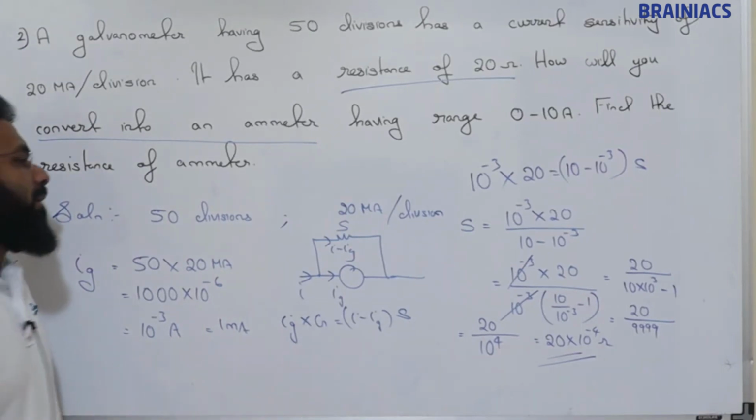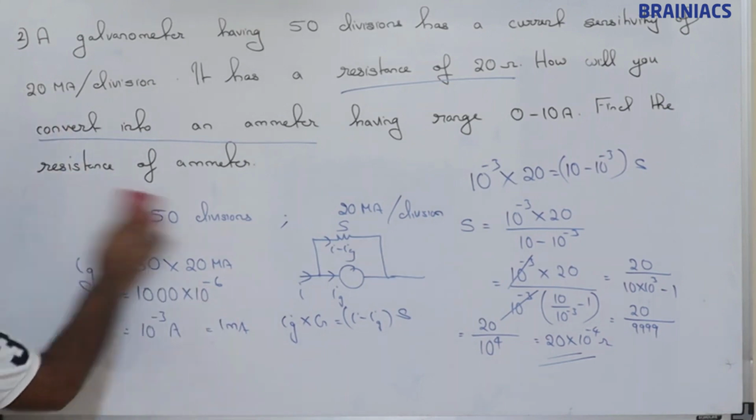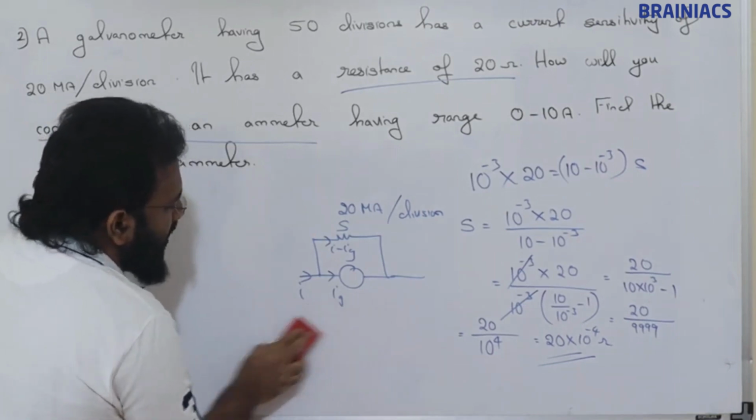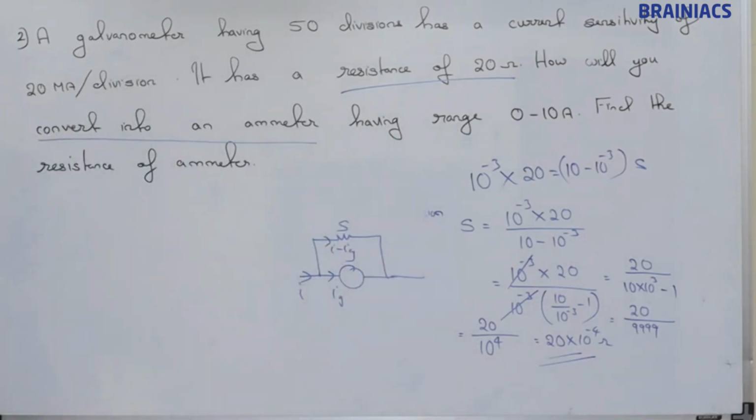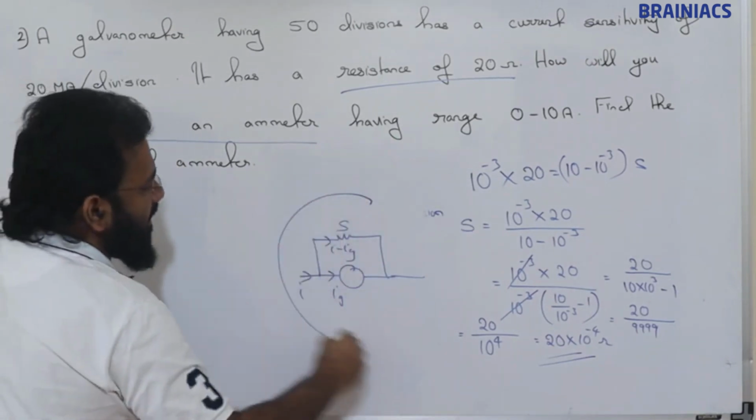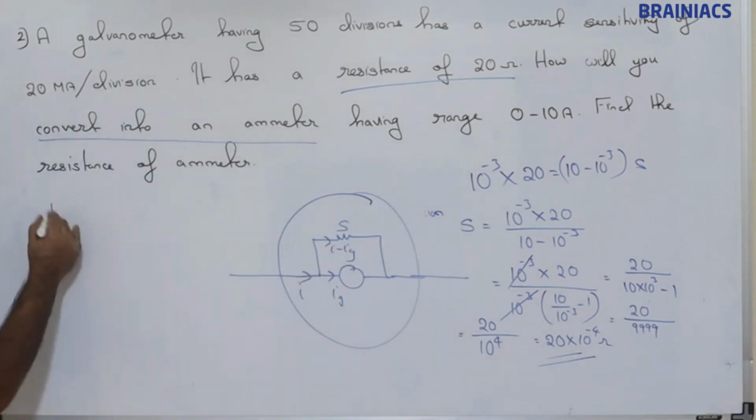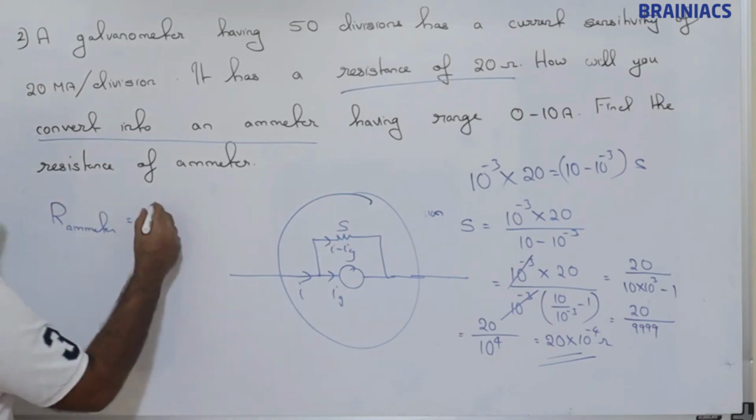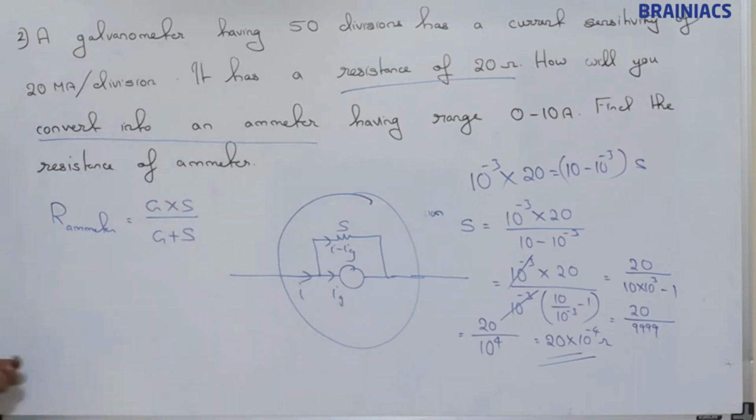Now what is the resistance of the ammeter? So I am erasing this. Okay, what is the resistance of the ammeter? The resistance of the ammeter is nothing but, this whole system is the ammeter. So the resistance of the ammeter is G into S by G plus S. This is the resistance of the ammeter.